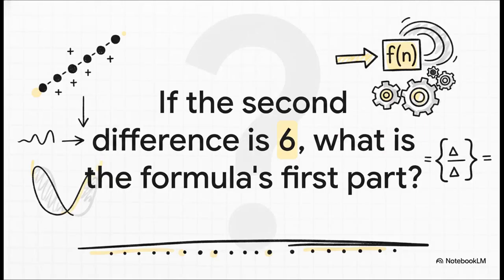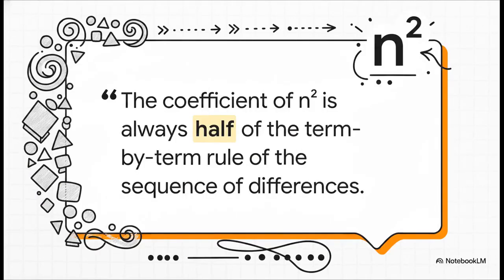Okay, let's take that a step further with question 9. This one's a bit more technical. So, you've done the work, you've found that the constant second difference is 6. What does that immediately tell you about its formula? Specifically, what's the very first part of it going to be? The answer is 3n squared.